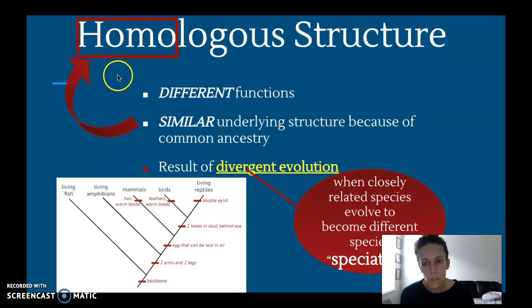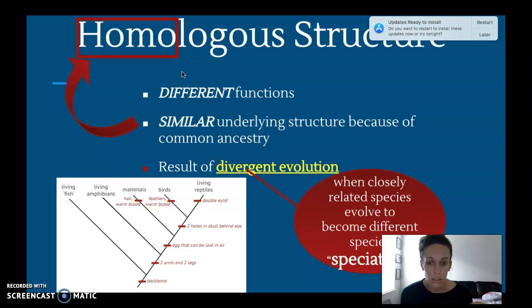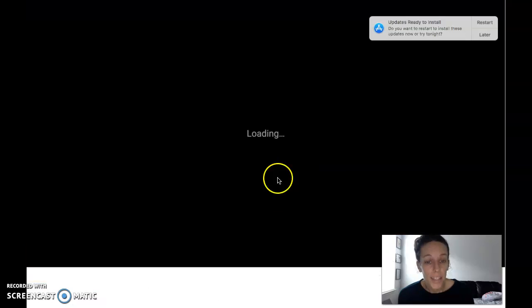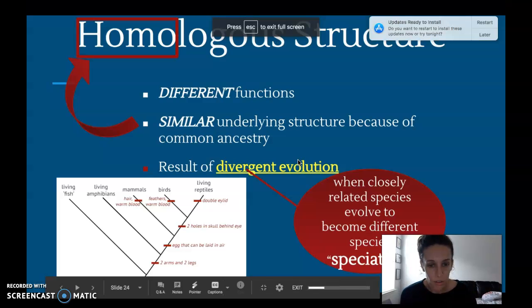If you remember when we talked about alleles, homozygous meant two of the same alleles. Homologous structures mean they have similar structures but different functions. So I would write that down in my notes. Homologous structures equals similar structure, different function. So again, homologous structures: similar structure, different function. And we get these from divergent evolution, which we're going to talk about in a little bit.